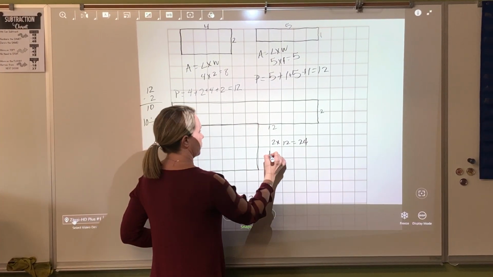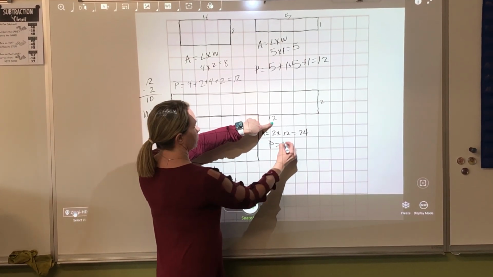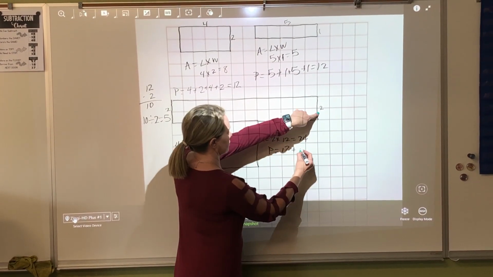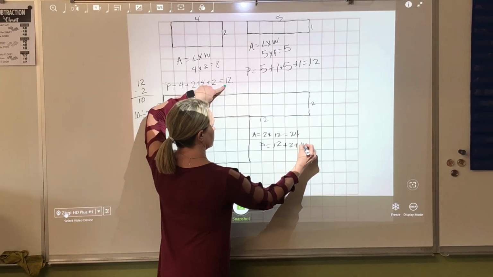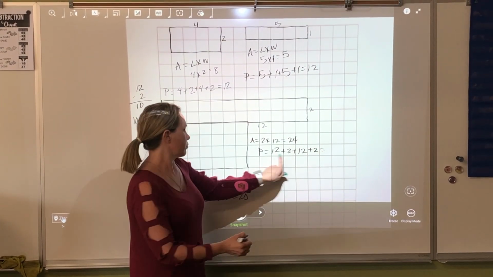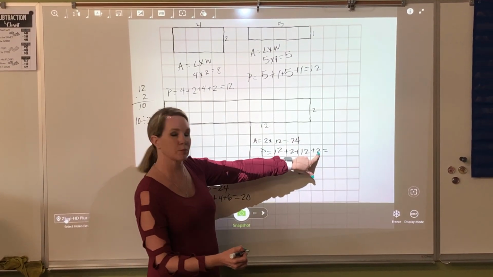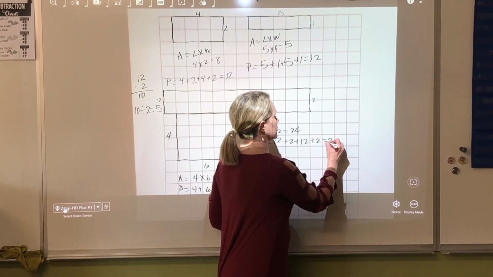Now I'm going to find my perimeter. Add your sides together. 12 plus 2 plus 12 plus 2. 12 plus 12 is 24. Plus 2 is 26. Plus 2 more is 28.